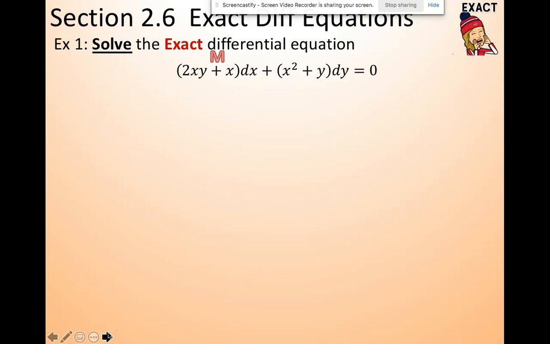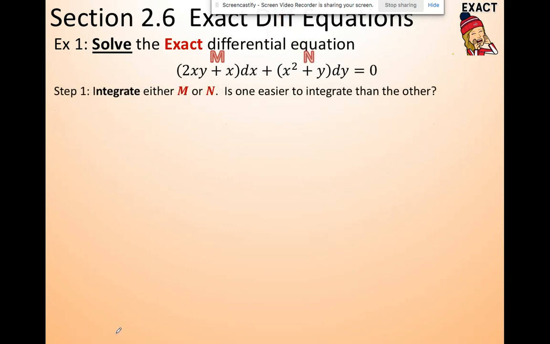So I'm going to identify my m and my n. And step 1 is to integrate. Pick one of them and integrate. It doesn't matter which one, but what you want to think to yourself is, is either m or n easier to integrate than the other one? And I would say in this case, no, it doesn't really matter. Therefore, just by default, I am used to integrating with respect to x. So I'm going to choose m to integrate.